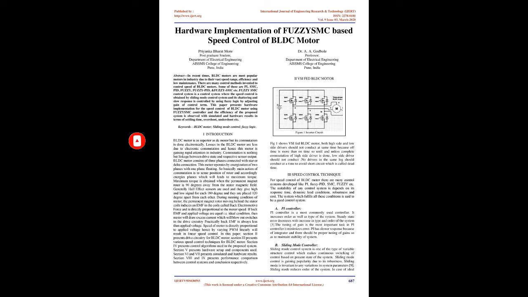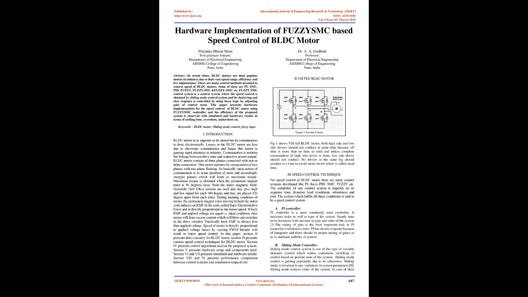Introduction. BLDC motor is as superior as DC motor, but its commutation is done electronically. Losses in the BLDC motor are less due to electronic commutation, and hence this motor is gaining rapid attention in industry. Commutation is nothing but linkage between drive state and respective sensor output. BLDC motor consists of 3 phases connected with star or delta connection. This motor operates by energization of 2 phases with 1 phase floating.